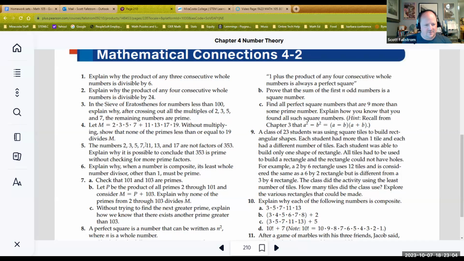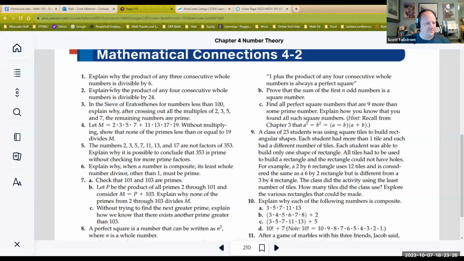And the numbers 2, 3, 5, 7, 11, 13 are not factors of 353. Explain why it's possible to conclude this is prime without checking anything else. This utilizes what we're doing with the Sieve of Eratosthenes and also with the prime squared. So I feel like with what we've done to this point, you might be able to get that one on your own. Let's check and see.